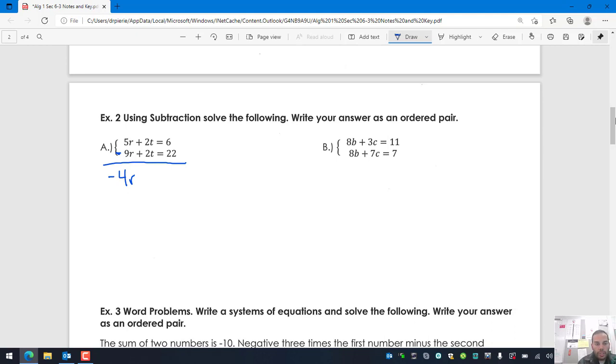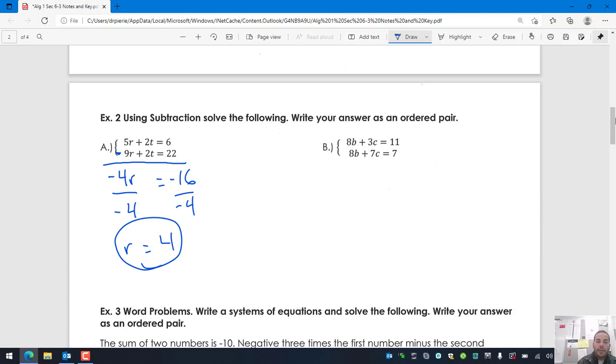Now, I have 2t minus 2t. 2t minus 2t should be 0. My t's have eliminated. That's exactly what I want. The last thing I see here is 6 minus 22. So that should be a negative number, and it's better to be safe than sorry. I'll use the calculator to do 6 minus 22, and I should get negative 16 as my answer. Now I'm going to solve for r. To get r by itself, I divide both sides by negative 4. And I should be left with r is equal to, negative divided by negative is a positive, r is equal to positive 4.